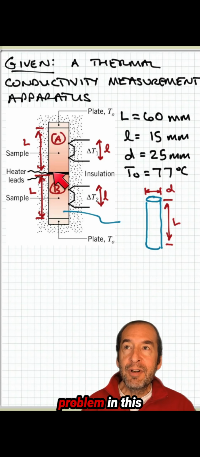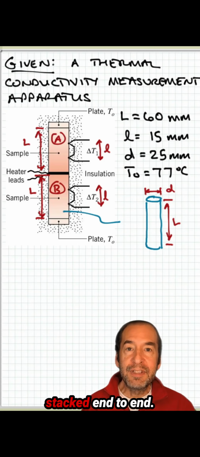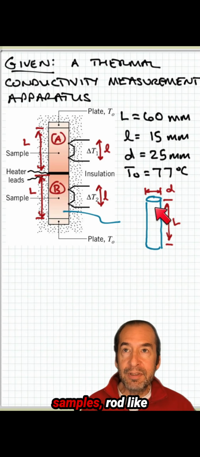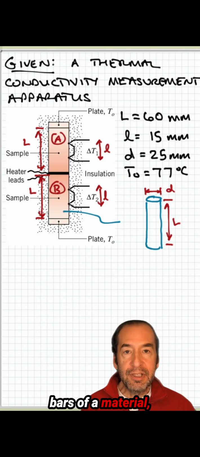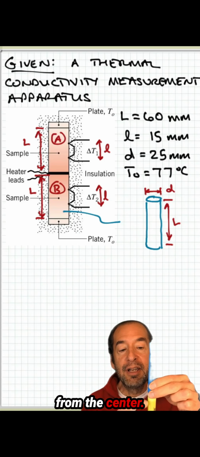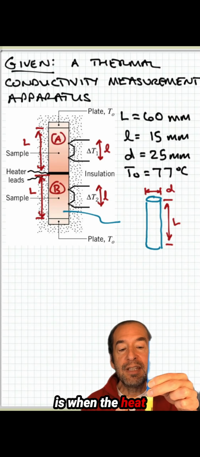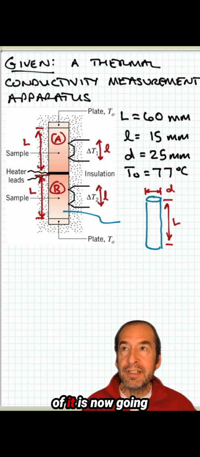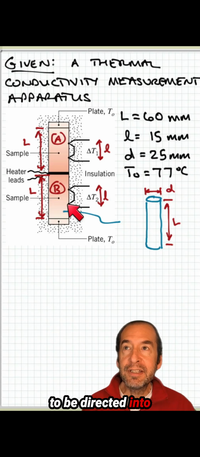So to address that problem in this design, there are two samples that are stacked end to end. These are rod-like samples, rod-like bars of a material, and they're put end to end like this. And they're heated from the center. So what this does is, when the heat flow is applied in the center, most of it is now going to be directed into the materials, either upward or downward.